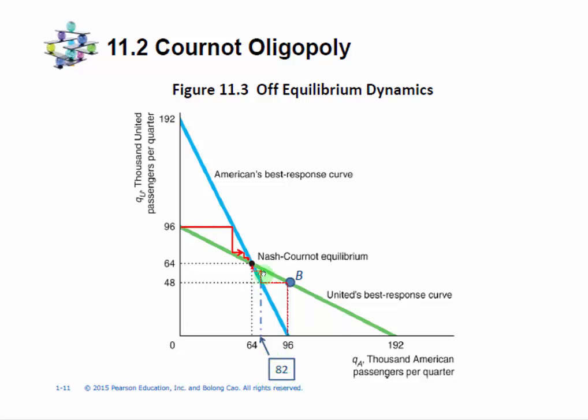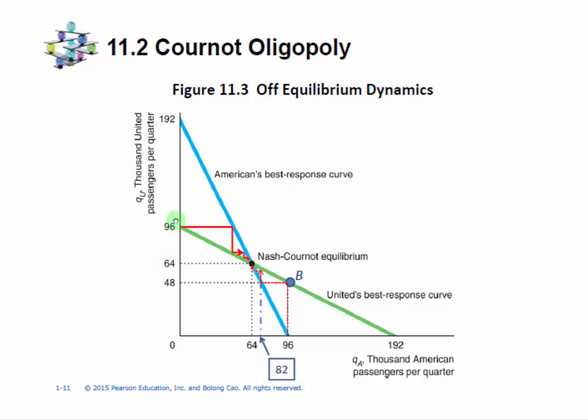And then American Airlines figures that, well, given this higher United quantity supplied, I should reduce my quantity supplied to the market according to my blue best response curve, and then eventually the equilibrium is reached at QA equal to 64 and QU equal to 64. Nobody changes.